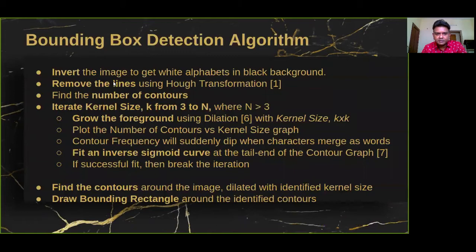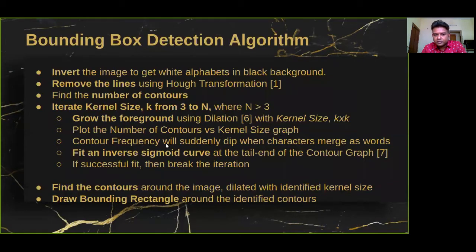So this is the algorithm. First, we invert the image, then we remove the lines using Hough transformation. We find the number of contours. It will be very high in the beginning because the number of contours will be almost equal to the number of characters in the image. Then we iterate the kernel size. We increase it from 3 to n. Then we do a morphological dilation. We grow the foreground, and we find the number of contours.